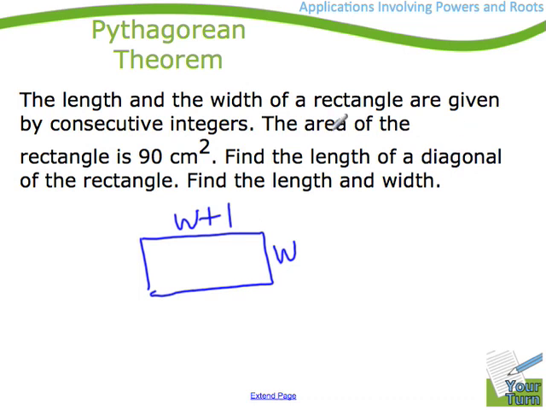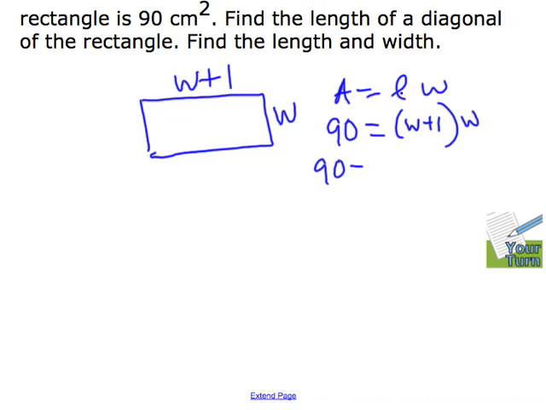Well, they give me the area. I know the area of a rectangle is length times width. We've seen that before. And if the area is 90, and the length is W plus 1, and the width is W, here I've got an equation that I could solve. 90 is equal to W squared plus W. If I rewrite this, I can write it as 0 is equal to W squared plus W minus 90. Notice I brought the 90 over. It's a quadratic. Get them all on the same side. Then we'll use the zero property.